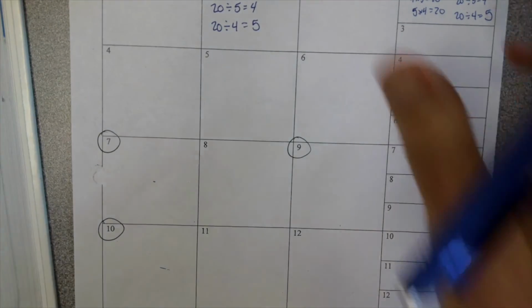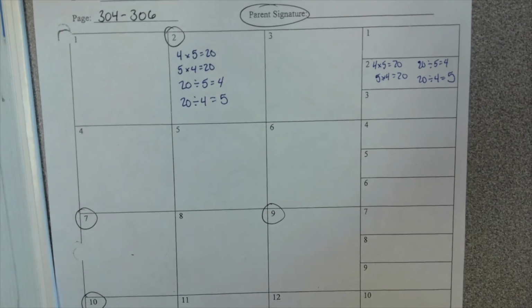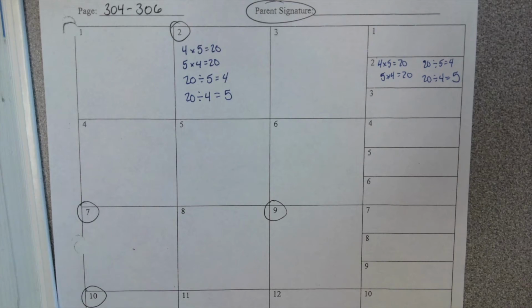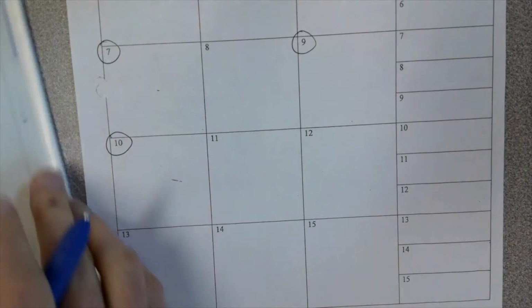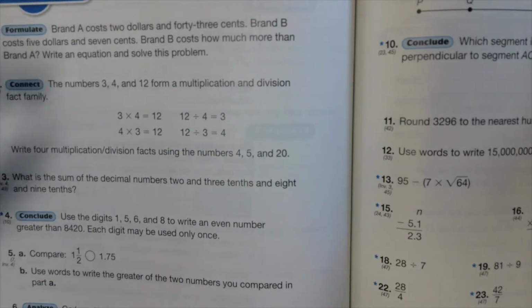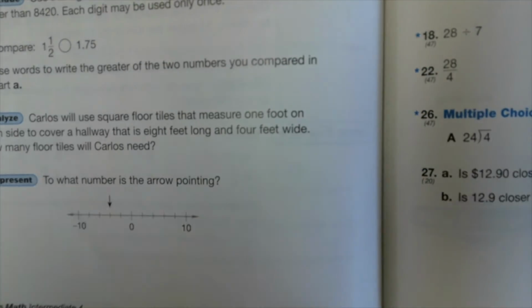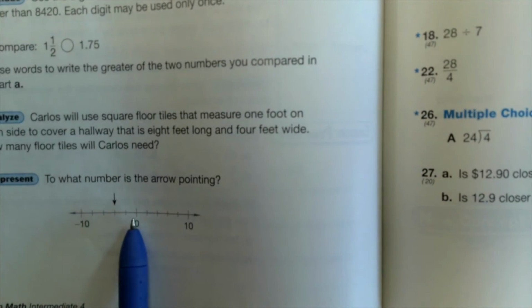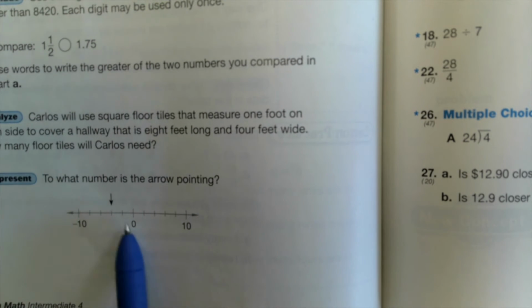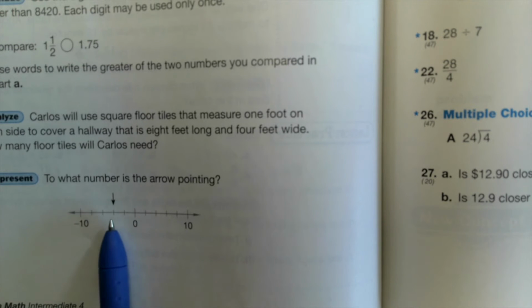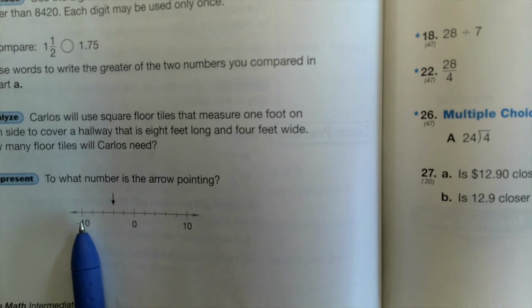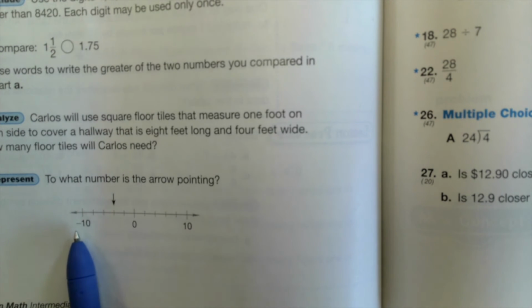Number 7 says, what number is the arrow pointing to? Well, if we look at our book here, we can see we got 0, and then we got to count down with negatives. So let's try ones first. 0, -1, -2, -3, -4, -5. Well, this is number -10, not -5, so we got to try something else.